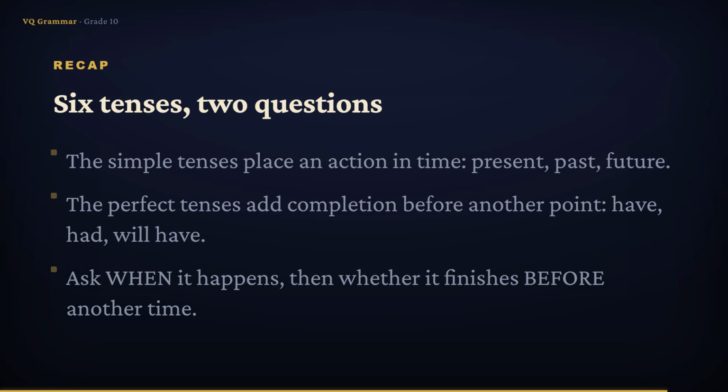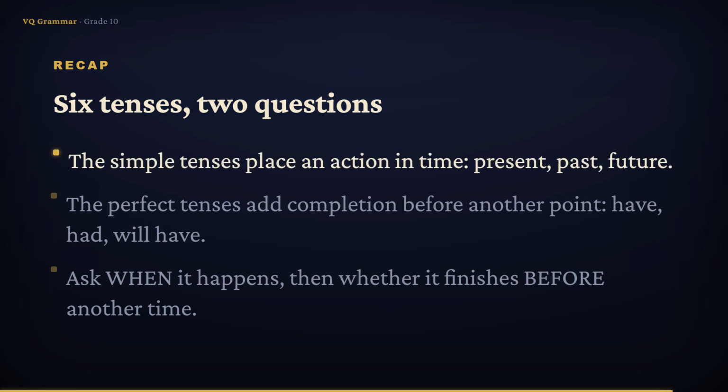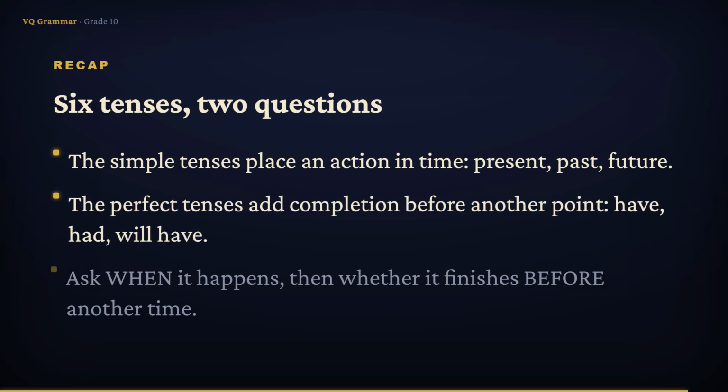Let's gather it all up. The simple tenses do one job. They place an action in time. I paint, I painted, I will paint. The perfect tenses do that and one more thing. They show the action finishing before another point, and you can spot them by their helpers: have, had, will have.